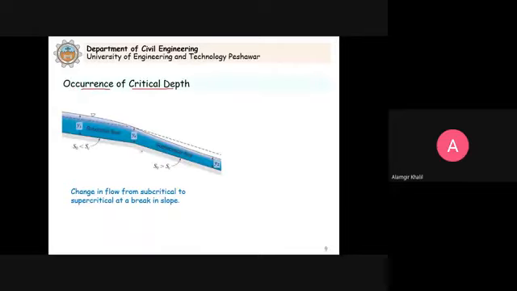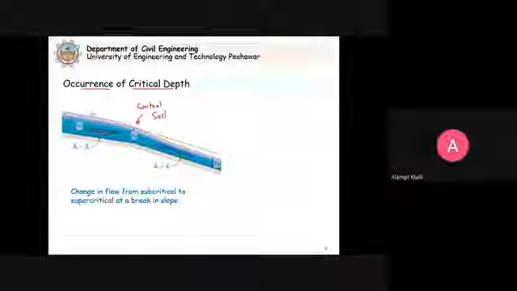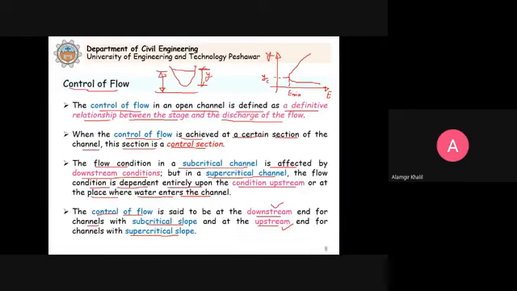If you remember, we have this subcritical flow in a channel, and this section here is known as the control section. You can see that this control section is at the downstream end. This is the downstream end of the subcritical flow, because after this you have supercritical flow. So that's why it says here that the control of flow is said to be at the downstream end for a channel with subcritical slope and upstream end for channels with supercritical slope.